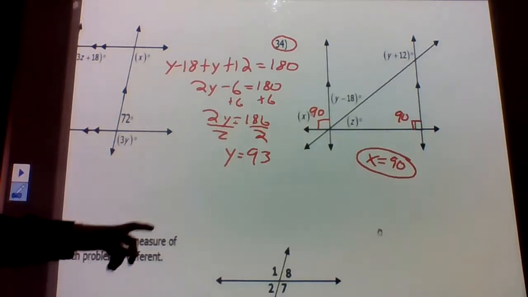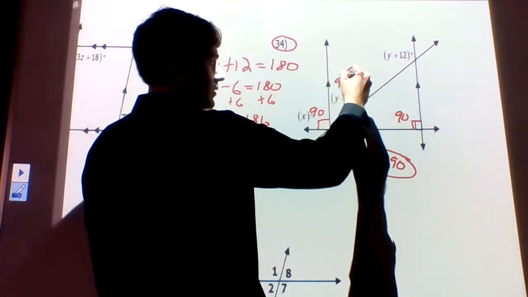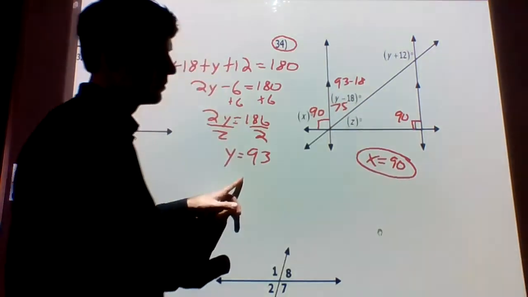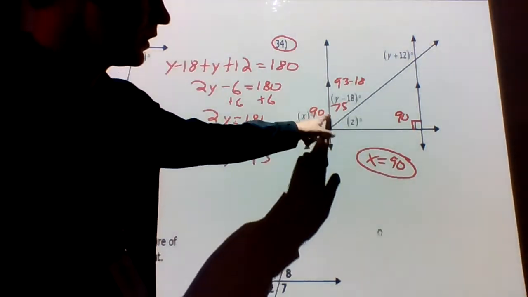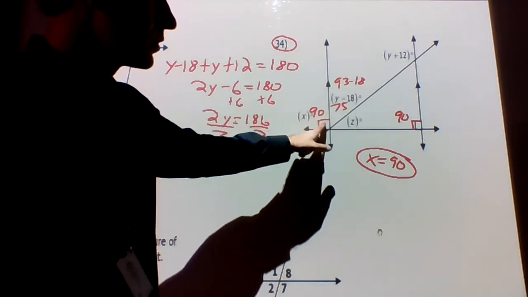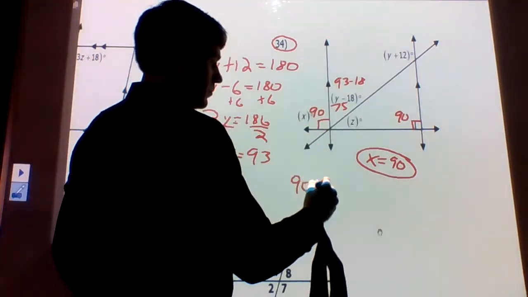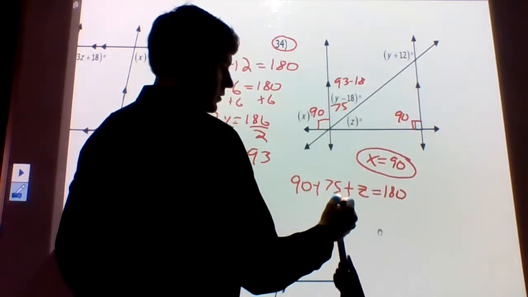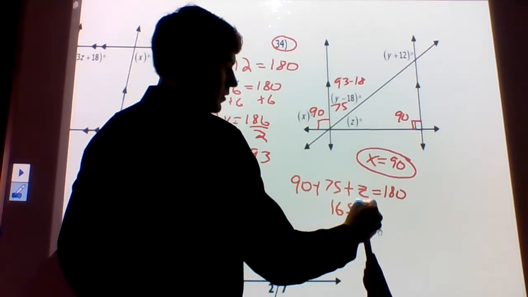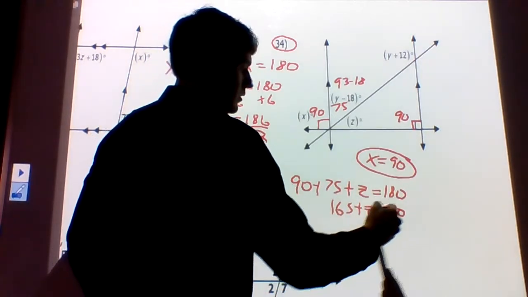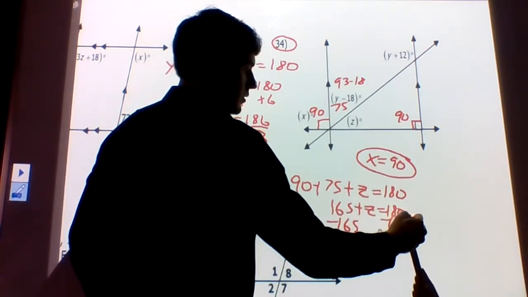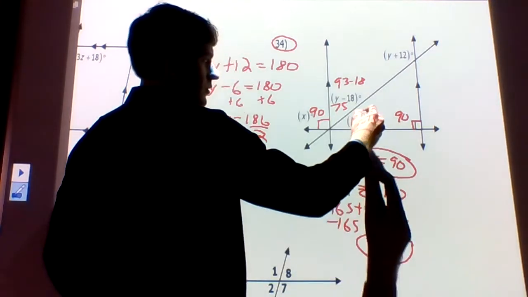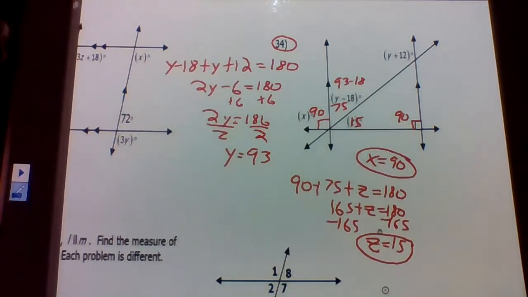So we can substitute that then in here. So 93 minus 18 is going to be 75. Okay, and we know this is a straight angle. So these three angles are going to add up to 180. So 90 plus 75 plus z are going to equal 180. Combine like terms, that's going to be 165 plus z equals 180, minus 165. Z is going to be equal to 15. Straightforward.